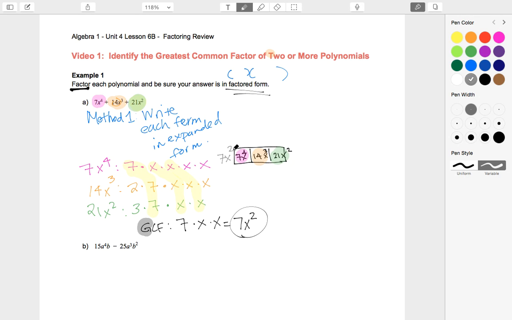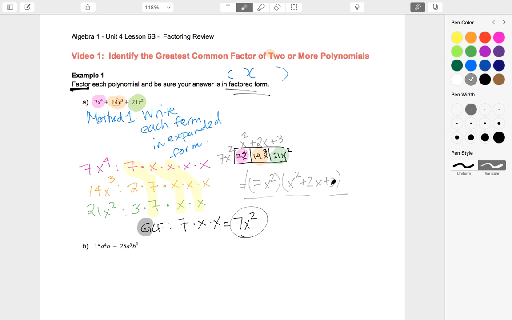We have to think about 7x squared times what will give us 7x to the fourth. Well, we know that is just x squared. Then 7x squared times what will give me 14x cubed? That is 2x. So 2x times 7x squared will give me 14x cubed, plus 3, because 3 times 7x squared will give me 21x squared. So my final answer in factored form looks like this.